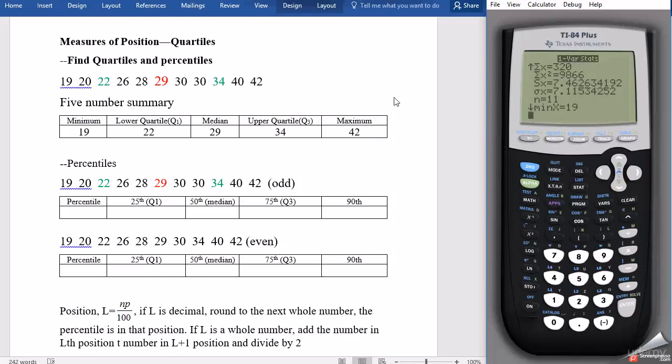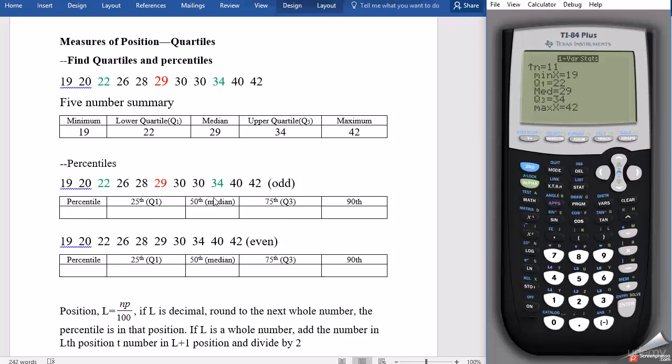So we scroll down. The minimum is 19. You can see right there. Okay, you can see Q1 is 22, like we saw. You can see that the median is 29, the upper quartile Q3 is 34, the maximum is 42. So when you have data in L1 and you do calc and select one-variable statistics, you're going to see the 5-number summary at the bottom: minimum, Q1, median, Q3, and maximum. All right, so that is how you find the 5-number summary, which contains the quartiles.